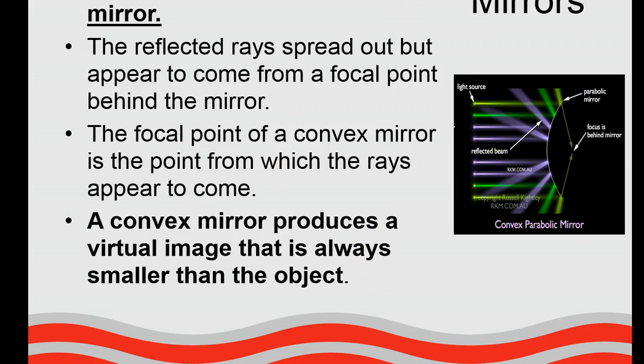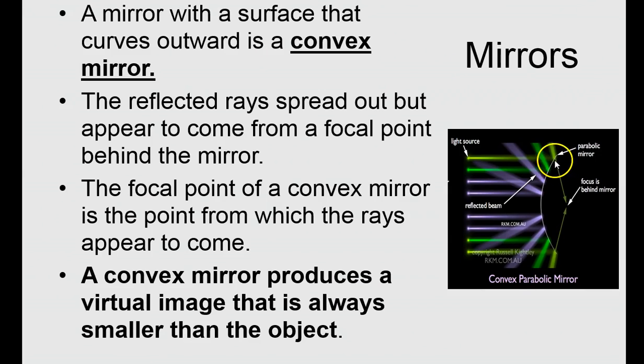The opposite of concave is convex. Instead of curving in like a bowl, it curves outward like a contact lens or an eyeball. When we get the reflected rays, they spread out, but they still appear to come from behind the mirror at the focal point. So the focal point here seems to be behind the mirror. The focal point of a convex mirror is the point from which the rays seem to come. A convex mirror doesn't produce a real image, it produces a virtual image, and this one is smaller than the object.